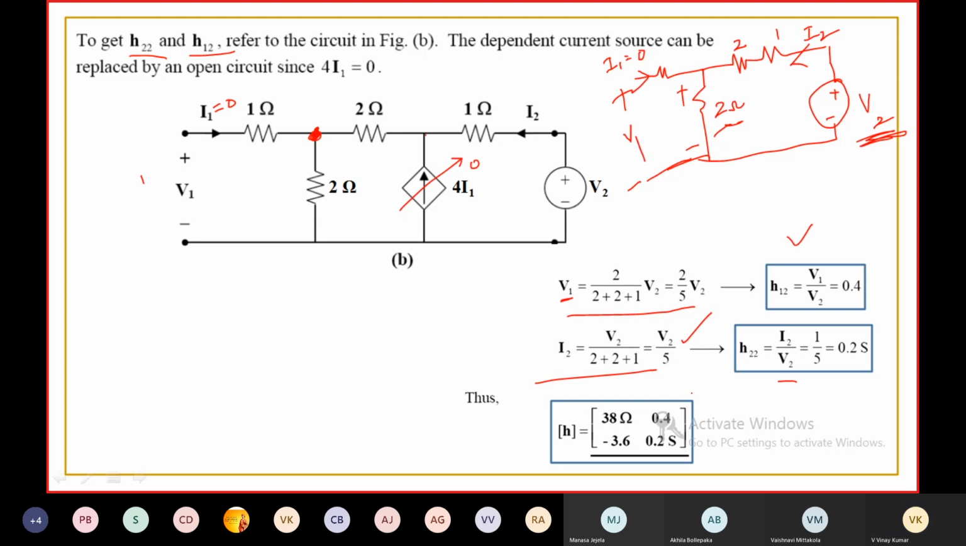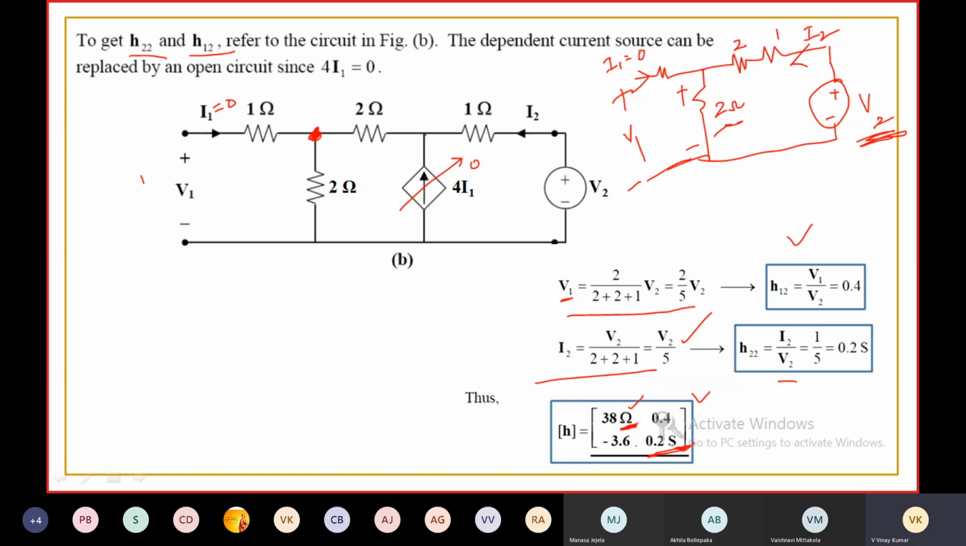We don't have an experiment like this. H11 is impedance. H22 is admittance. The unit of impedance is ohm, so it is measured in ohms. Admittance is measured in Siemens. That's why 3.8 ohms, 0.2 Siemens.